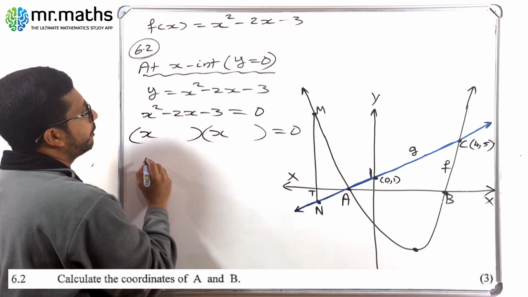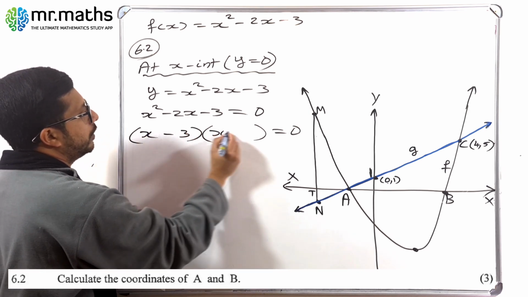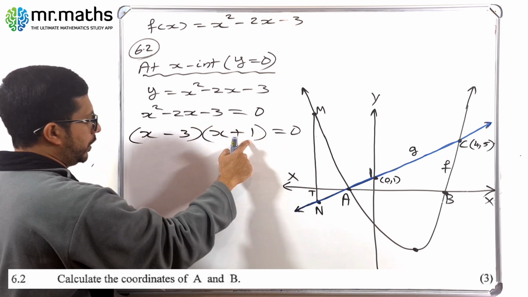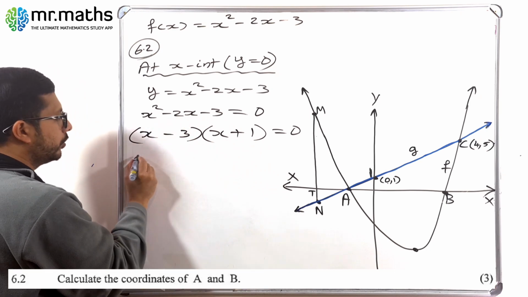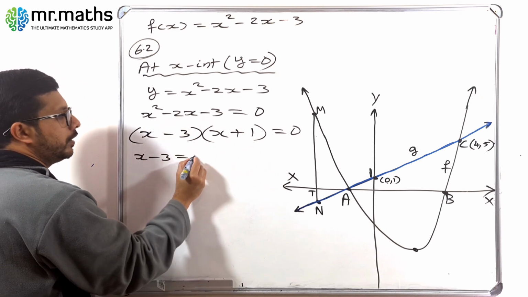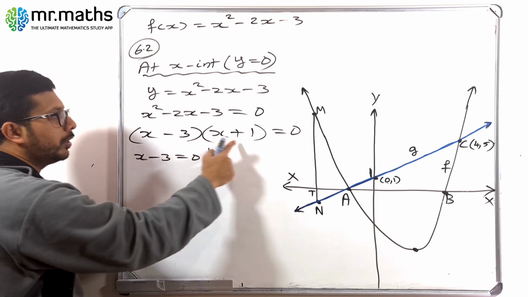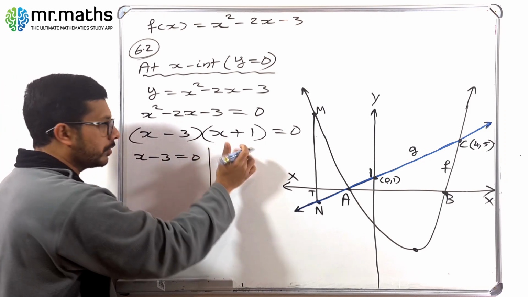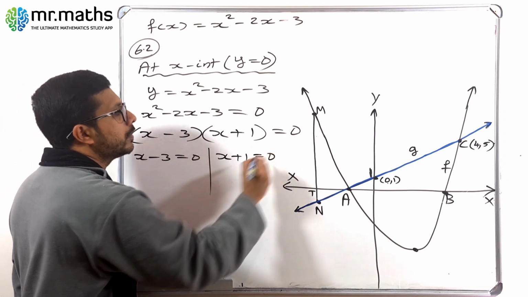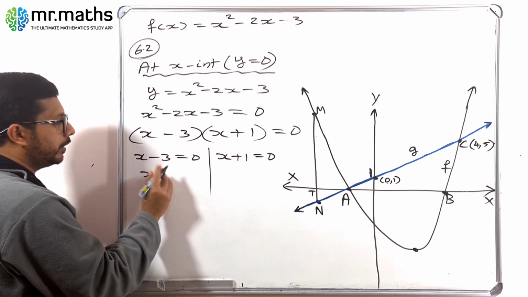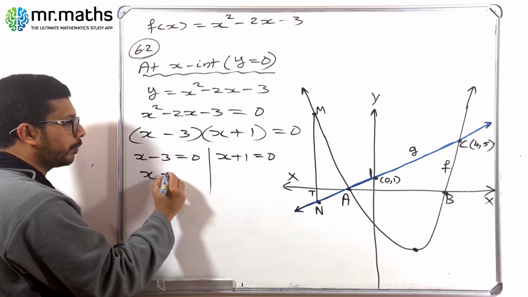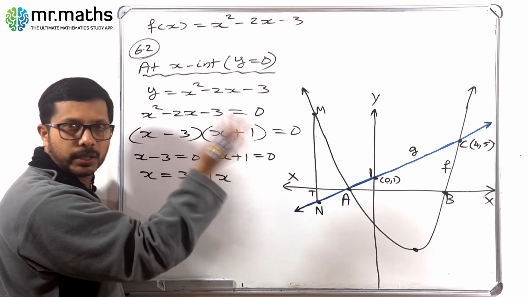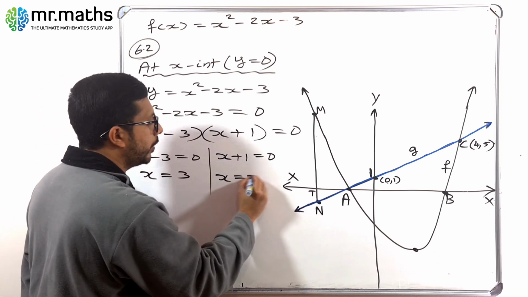What are the factors? x minus 3 and x plus 1. Minus 3 into 1 is minus 3, and minus 3 plus 1 is minus 2. So it means either x minus 3 is equal to 0 or x plus 1 is equal to 0, because two quantities multiplied give the answer 0. What is x from here? Take this minus 3 to the other side, so it is positive 3. For x plus 1, take this positive 1 to the other side, so it is minus 1.